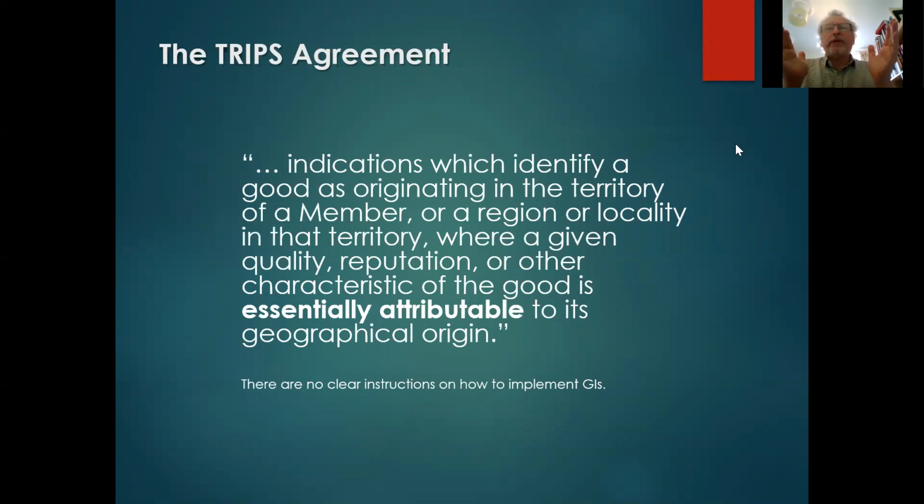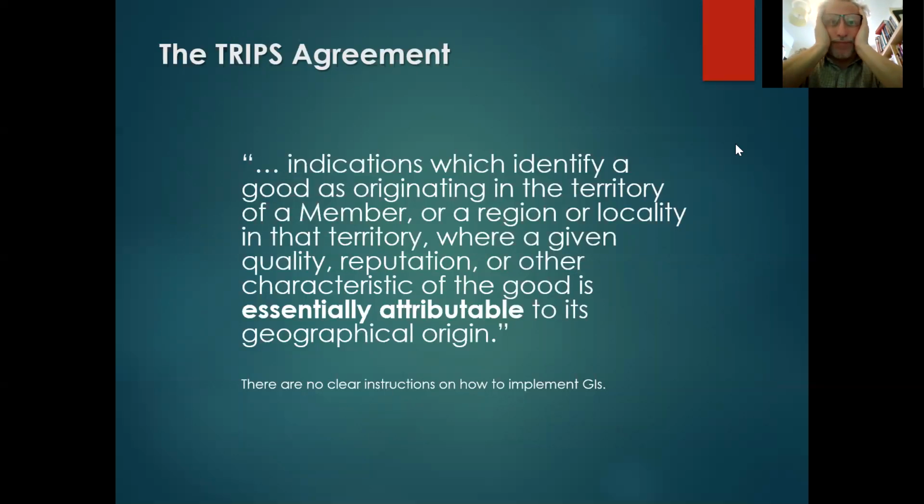Now, as I already said, the geographical indication is quite a new concept. It's not just new in trade law, but it's new in intellectual property more generally. Although it does derive in part from appellations of origin, which goes back really to France and the wine trade in the 19th century. So it does have some historical antecedents.